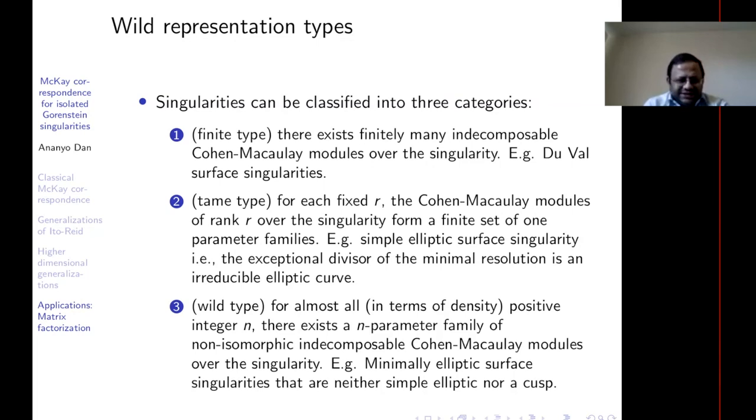And the singularities that are our motivation to study, to combine matrix factorization with the study of this degeneracy locus, are singularities of wild representation type. These are the singularities where for almost all integers n, you can find an n-dimensional family of non-isomorphic indecomposable Cohen-Macaulay modules over that singularity. An example is a minimally elliptic surface singularity that is neither simple elliptic nor a cusp.